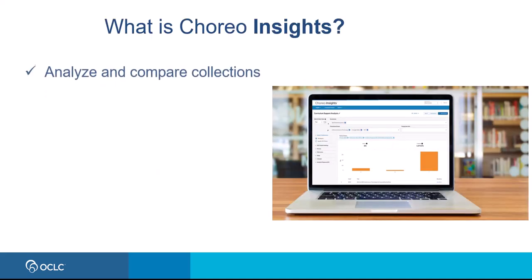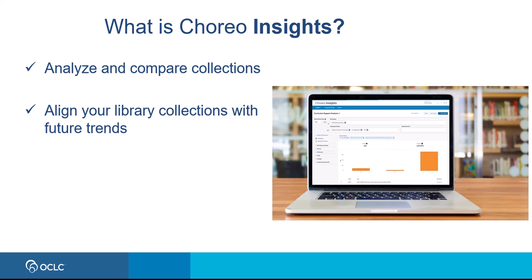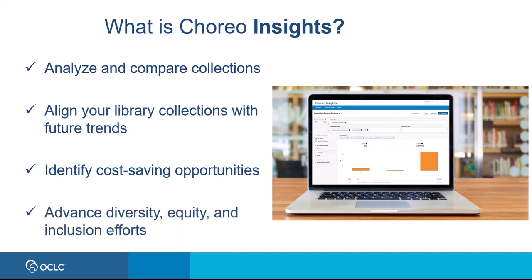Choreo Insights is a tool that allows you to analyze and compare your library's collections against other collections in WorldCat, align your library's collections with your institutional goals and priorities, including emerging curriculum and future trends, identify cost-saving opportunities to reduce redundancy and relieve budget pressures, then advance your institutional-level diversity, equity, and inclusion efforts.